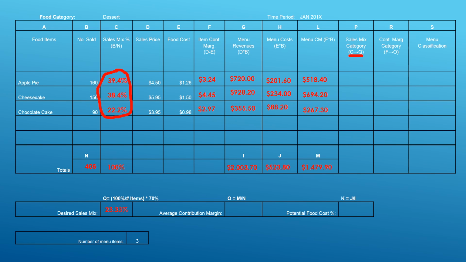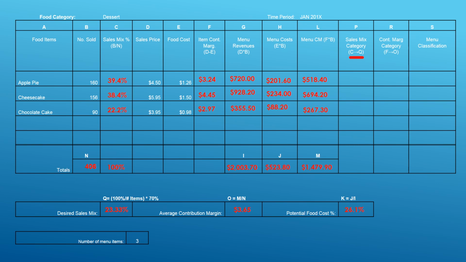C, right? Compared, that's what that arrow means, compared to Q. And we're going to determine whether they're higher or lower. But let's do our average contribution margin first. M, right here, divided by N, 406. So 1479.90 divided by 406 equals 3.65. And then we can take J divided by I to get our potential food cost percentage, which in this case is 26.1. Good, we got it all figured out.